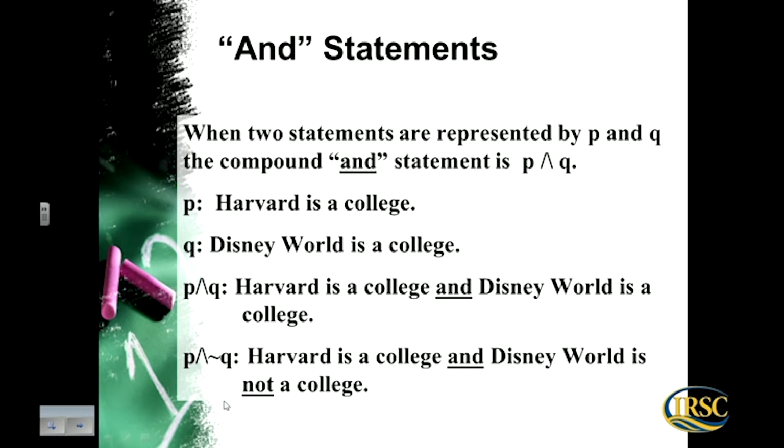Okay, on page 112, you have a chart that gives you some of the other ways that you can write the word and. Now, one of the ones that's not in the chart is, for the first one, I could have said, both Harvard and Disney World are colleges. So that's one way I could have rewritten it. Both Harvard and Disney World are colleges.